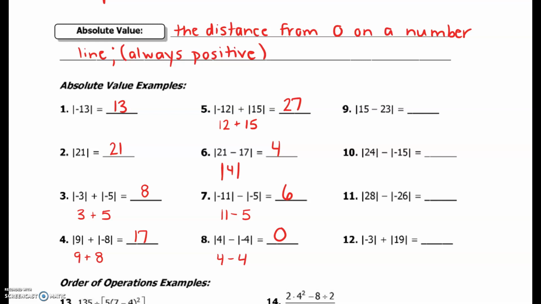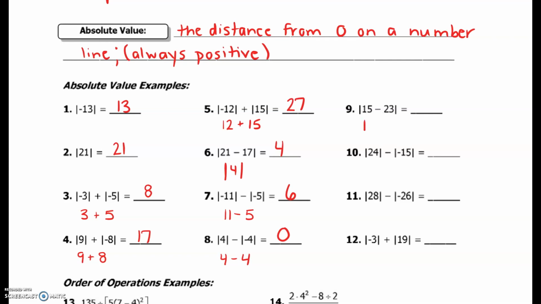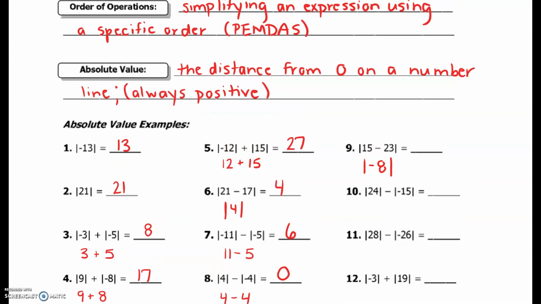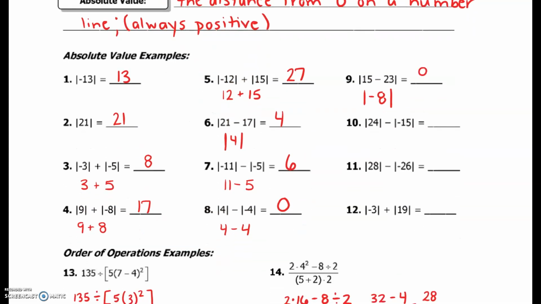Okay, so if you notice in number 9, we have 15 minus 23. That is all within the absolute value, so we're going to simplify inside first. We would get negative 8. At this point, we're going to take the absolute value of that number, and our final answer would be positive 8. For number 10, we have 24 minus, and this negative 15 will turn positive, so we get a final answer of 9.